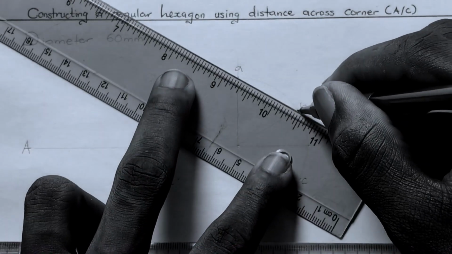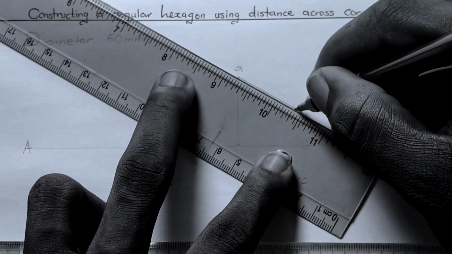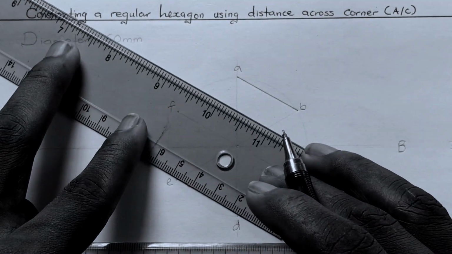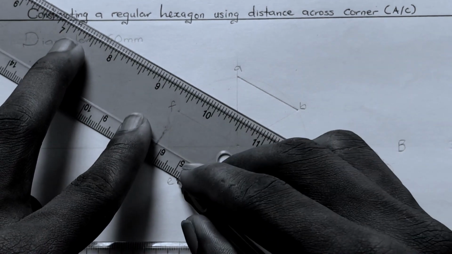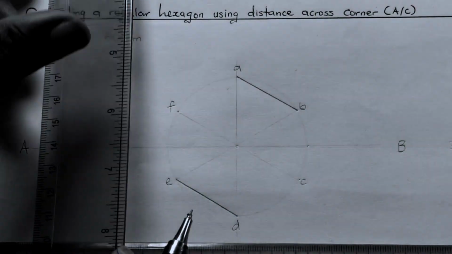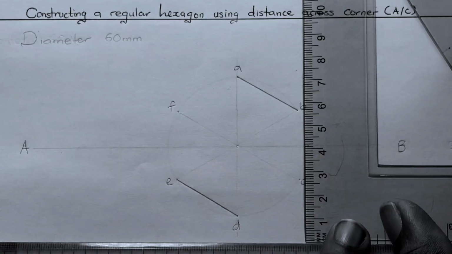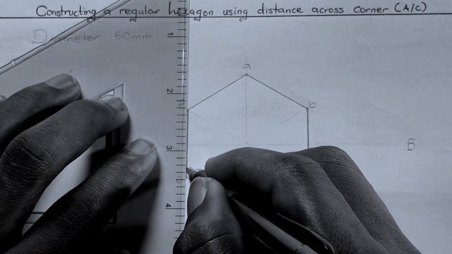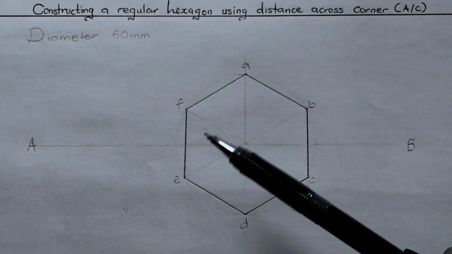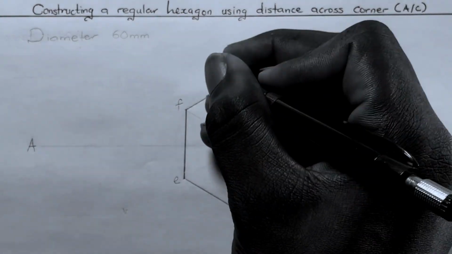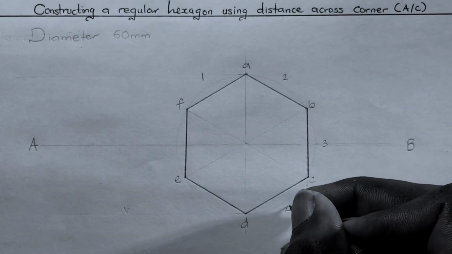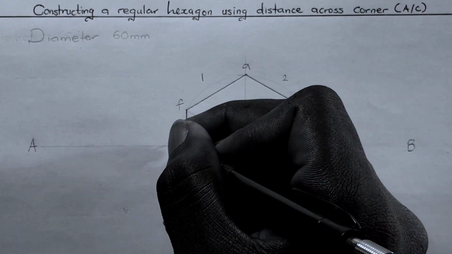So we're going to be making use of a thick line to draw out our hexagon. So after joining all the points together, we have our hexagon with the 6 sides: one, 2, 3, 4, 5, 6.